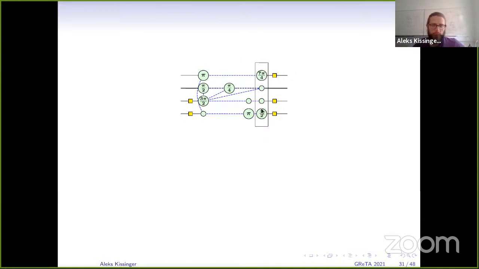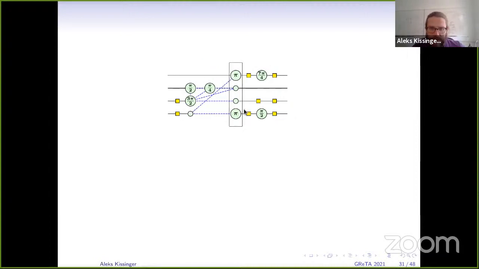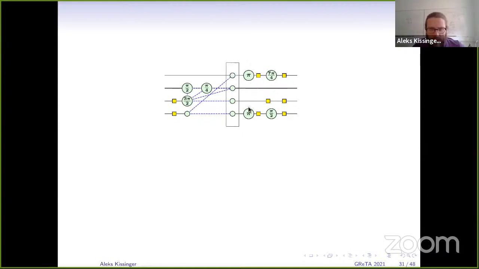Now with these, I can do a bit of spider fusion and pull them off, and these are quantum gates. These are called quantum phase gates, and I can build these quite easily out of the gates I know about. Now I'm probably going to pull out some more Hadamard gates, so these blue edges will come out as some more Hadamard gates. And now I can pull out the pi gates.